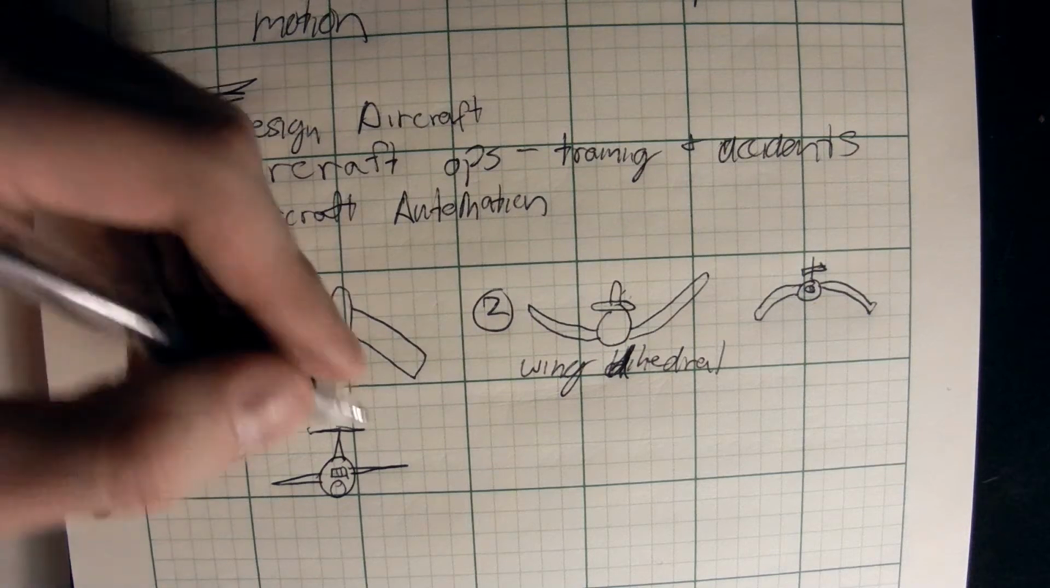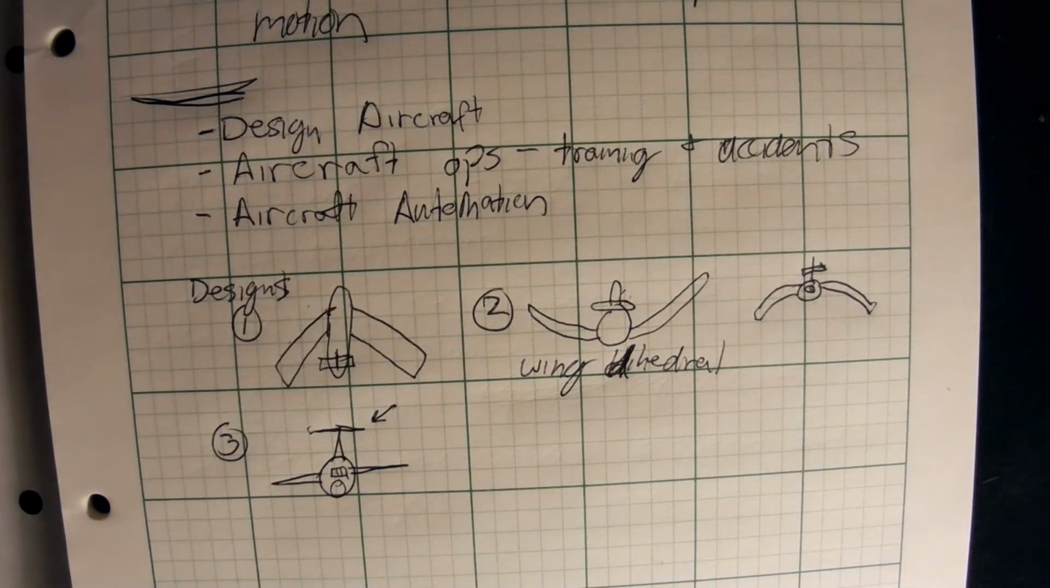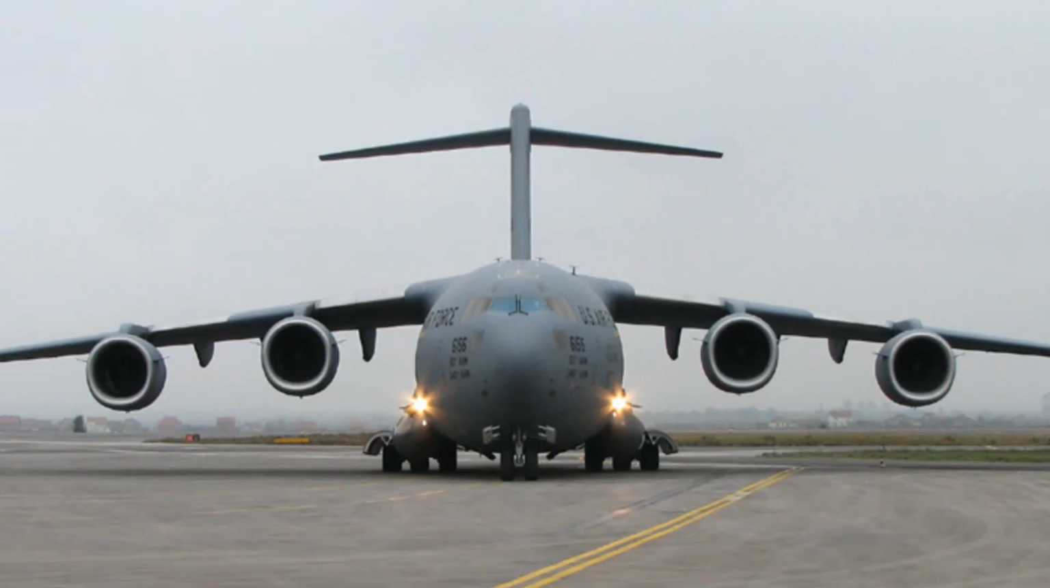Okay, that looks a little better. It's this T-tail right there. That also creates some stability. Okay, here is an example of what I'm talking about for stability and design issues.